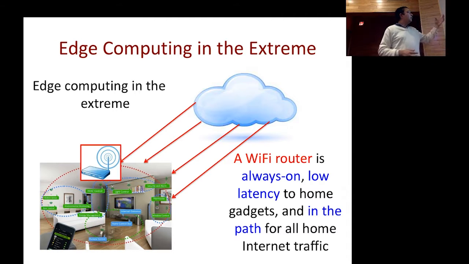Okay, and the Wi-Fi router is interesting because it is always on, right? It's in the home, it's always on. I don't think anybody turns it off when you leave the home. It is low latency to all the gadgets in your home. So that's why you have the low latency experience. It's a millisecond or so, even less sometimes. And it's on the path of all your traffic to the internet.